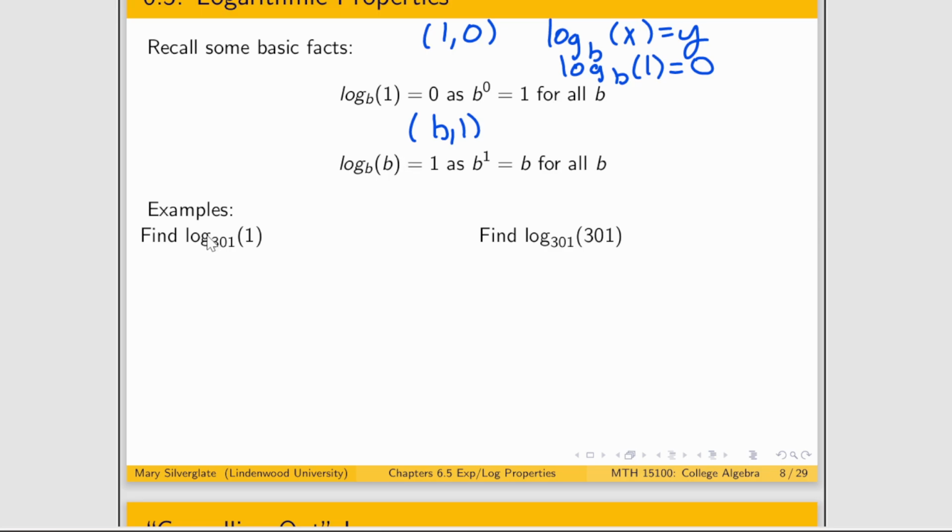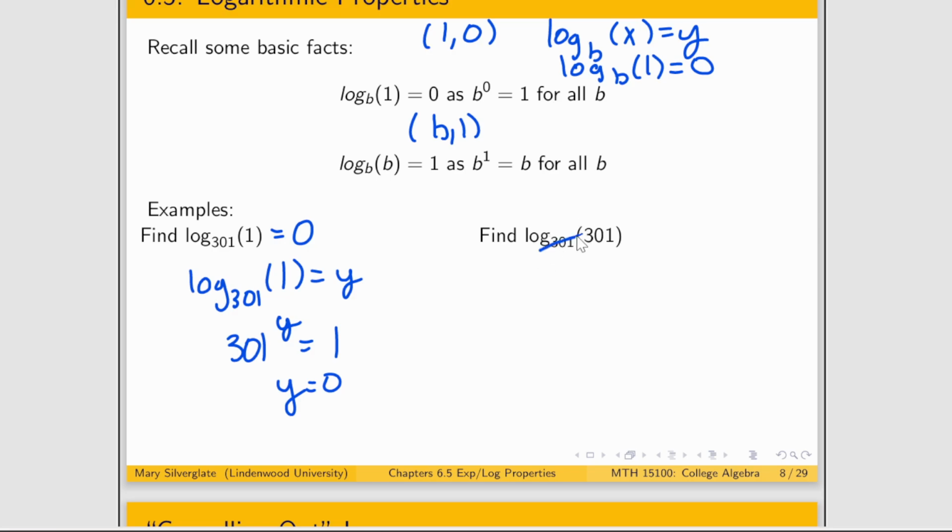So even if I have a really funky log, like log base 301 of 1, what is that still going to equal? That will still just equal 0 no matter what. And if you don't have that rule memorized, you can always still convert it to an exponent. So same base 301 to the output, in this case y, is equal to 1. 301 to what power gives me 1? That must be 0.